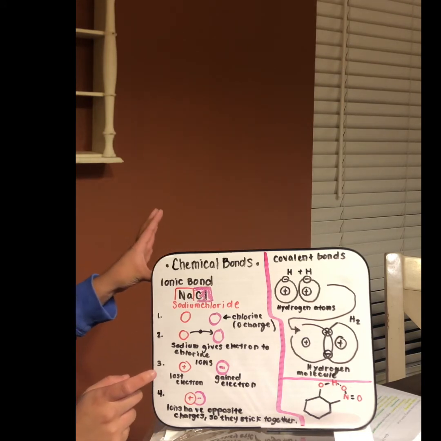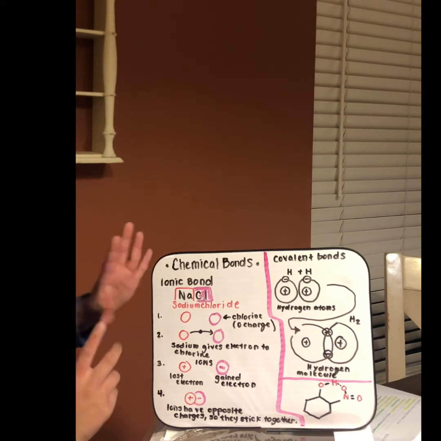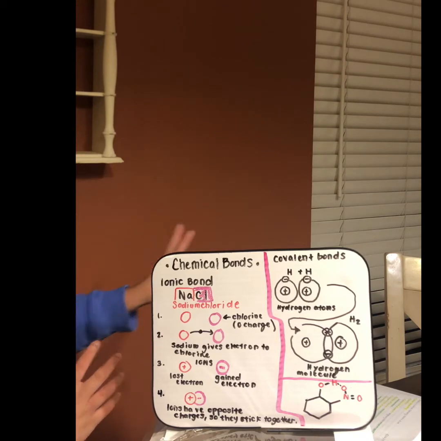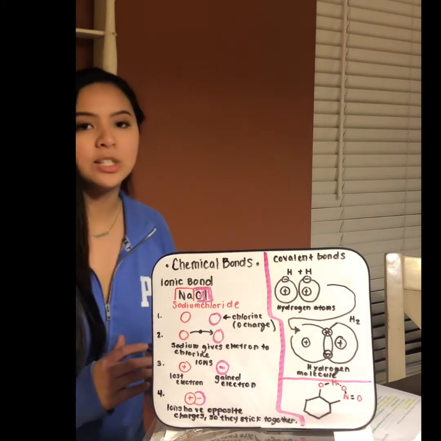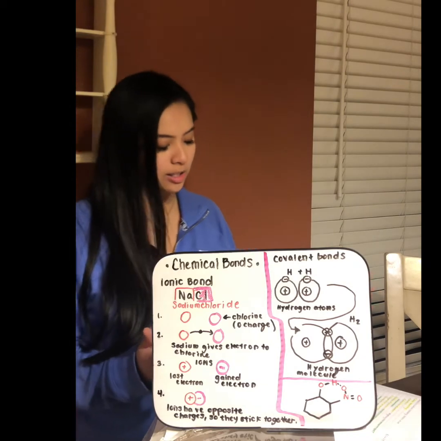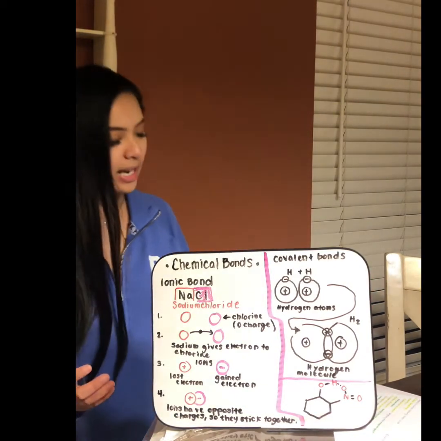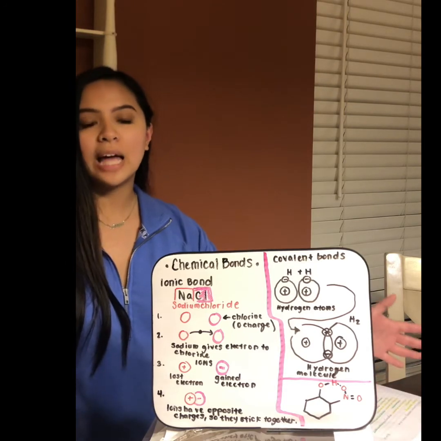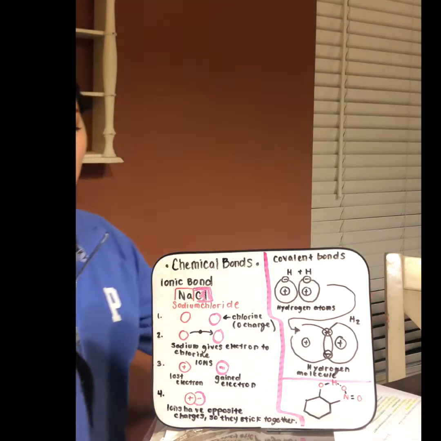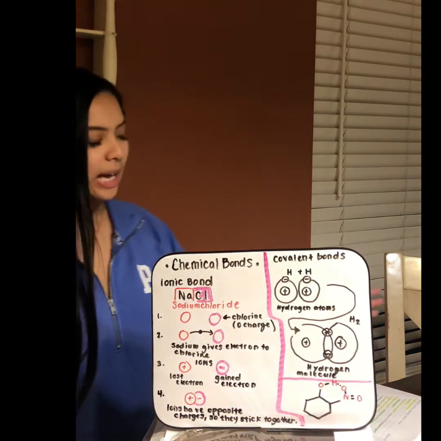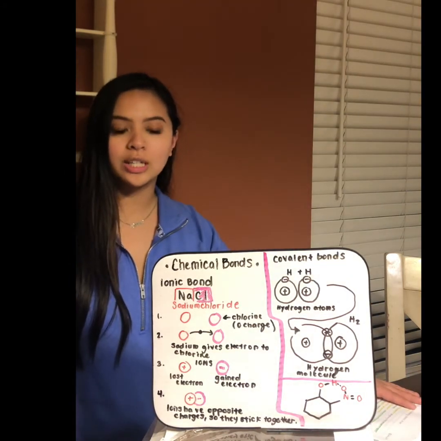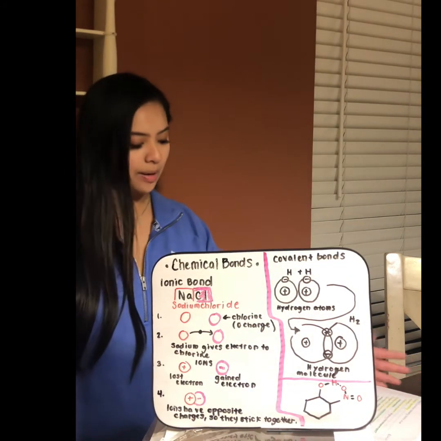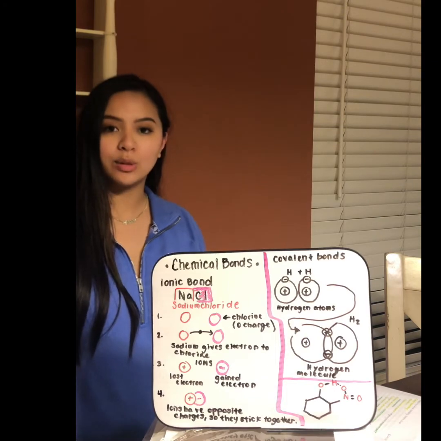The process in step 2, where the sodium gives electrons to chlorine, produces anions and cations. In this case, an anion is a negative charge, the atom that gains electrons. So the anion would be chlorine, and the cation is a positive charge. In this case, it would be sodium, the atom that loses the electron.